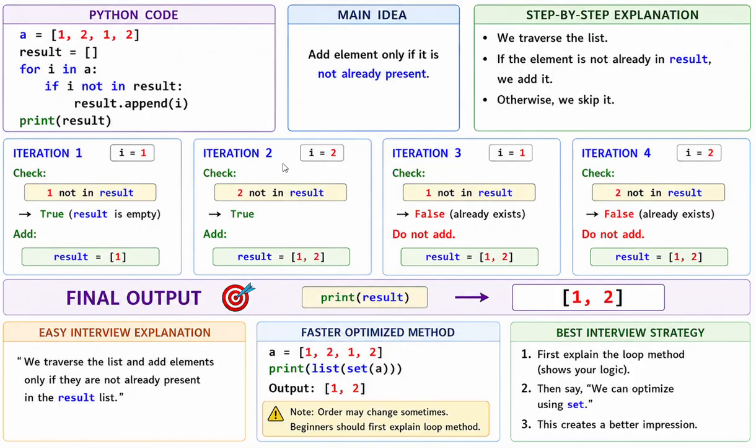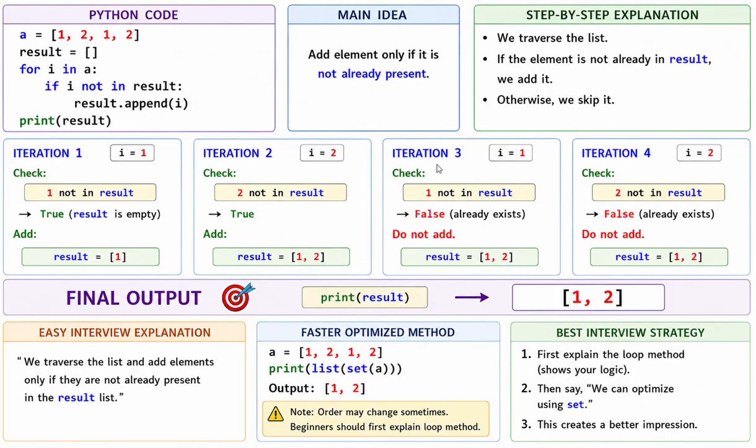Next, what is the next iteration here? Yes, i = 2. Check here whether 2 is in the result or not. No, 2 is not in the result. So the condition is true. Now the result becomes [1, 2].